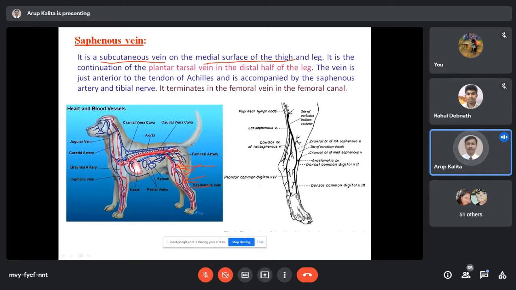It is the continuation of the plantar tarsal vein. So this is the plantar tarsal vein. When it comes dorsally, it will form the saphenous vein on the distal half of the leg. The vein is just anterior to the tendon Achilles. Tendon Achilles is present here in this region. Tendon Achilles, or common calcaneal tendon. I think you heard this name, no? Common calcaneal tendon or hamstring tendon. Have you heard this name?